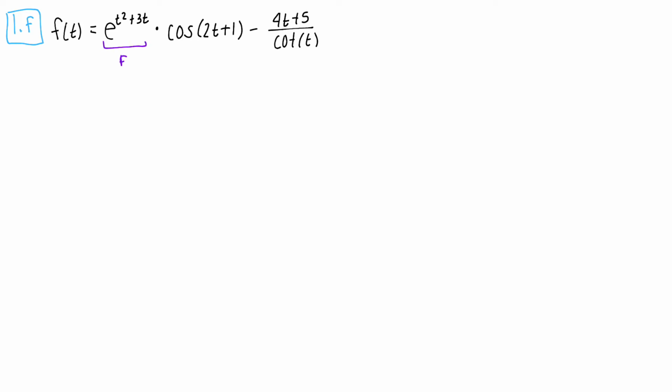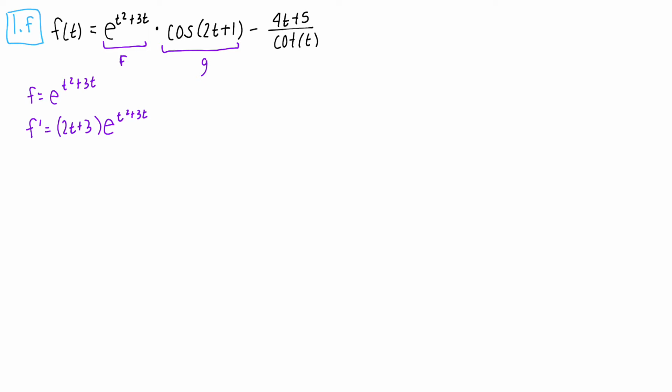So for our product rule, we have an f and a g. So f is equal to e raised to the t squared plus 3t. For that derivative, it's the derivative of the exponent, so (2t plus 3). Parentheses, very important here. And then it's e raised to the t squared plus 3t. So again, with e, it's the derivative of its exponent multiplied by the original thing.